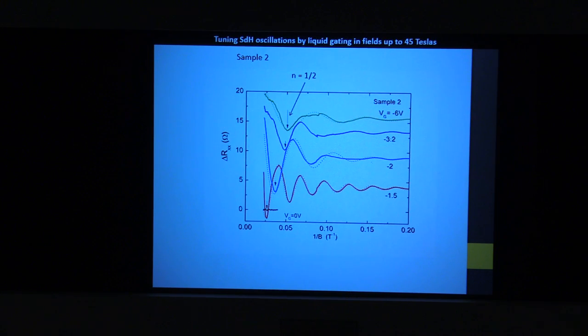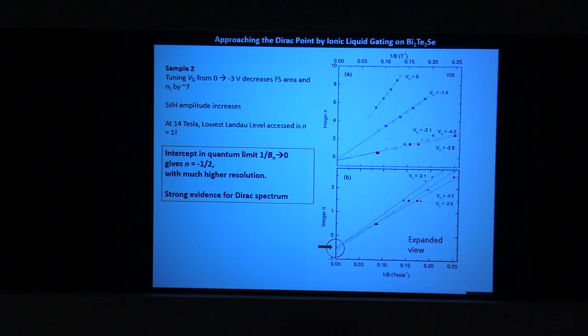Here's a better example where Jun has taken it to very high fields, 35 Tesla, and you can see again the oscillations spread out in field as you decrease the Fermi surface caliper. So you can do the same Landau index plot, and again, this time it goes nearly all the way to, I think, n equals a half. And it still terminates at the minus a half, right? So again, this confirms that you do approach the Berry phase shifts expected from massless Dirac electrons.